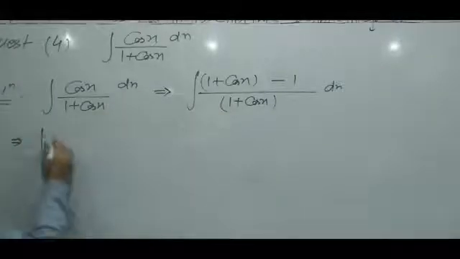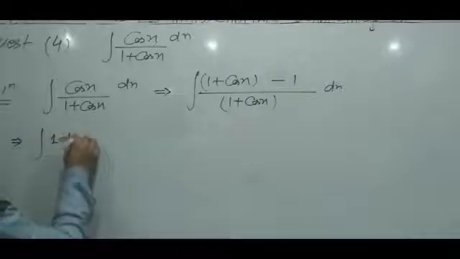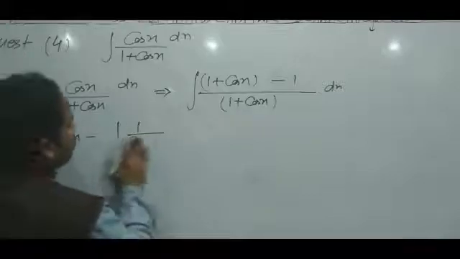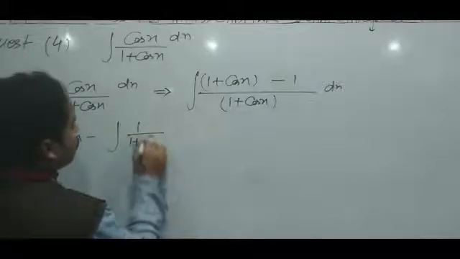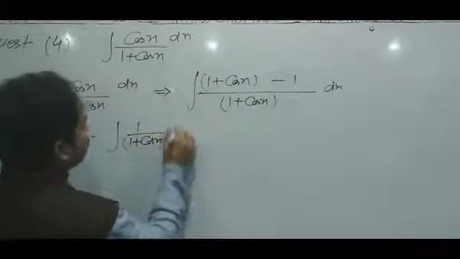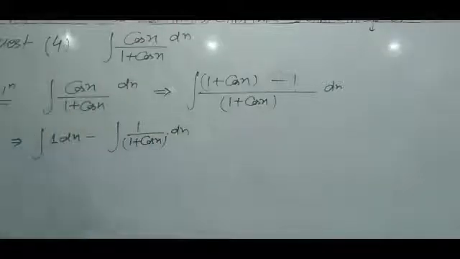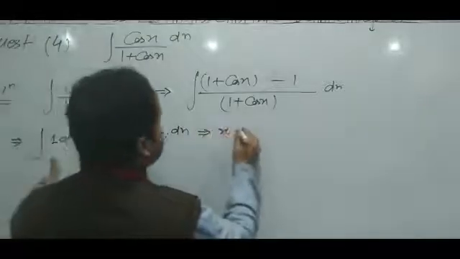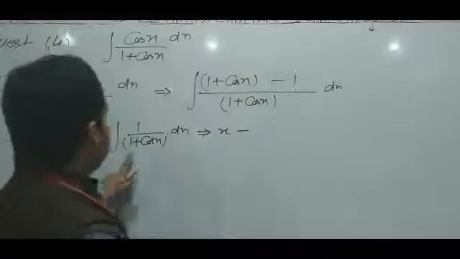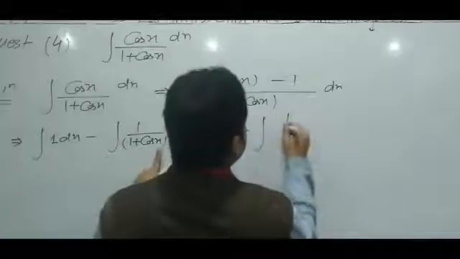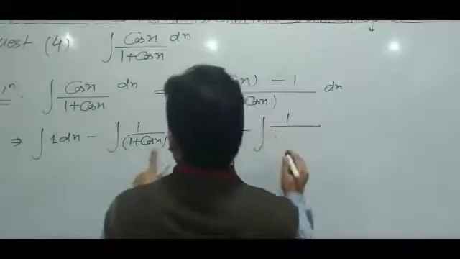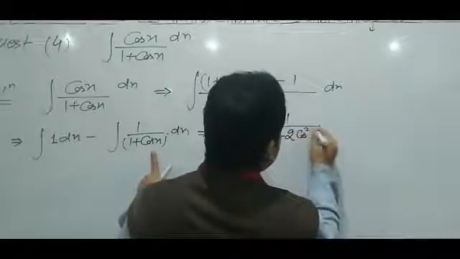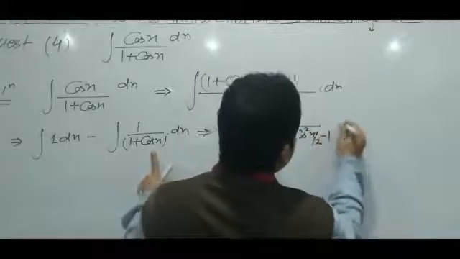will cancel, so the result will be 1 times dx minus 1 upon 1 plus cos x dx. And this integration, you know, is x, and with a negative sign, this one we can write as minus the integration of 1 upon 1 plus cos x, which means 1 plus 2 cos square x by 2 minus 1, dx.